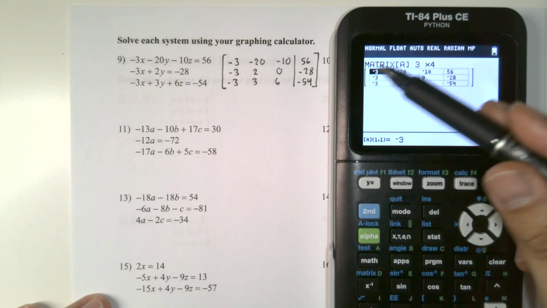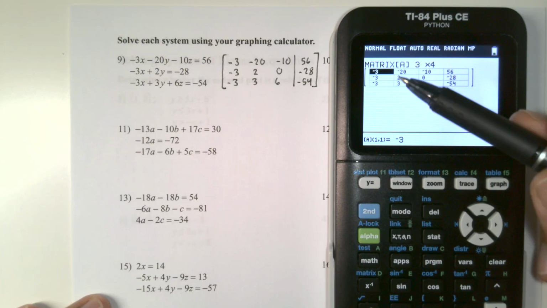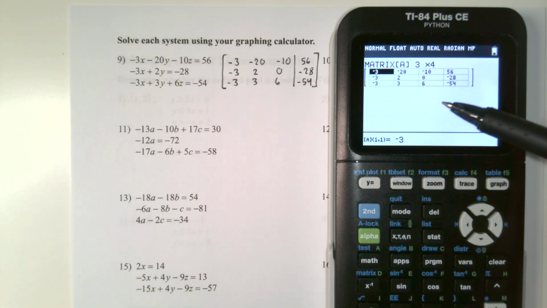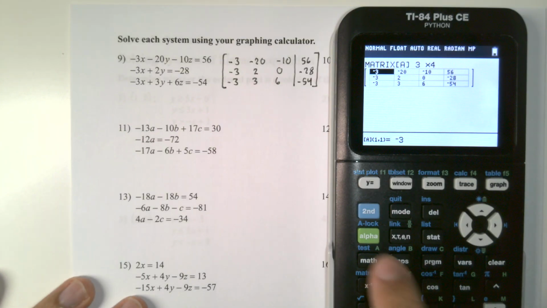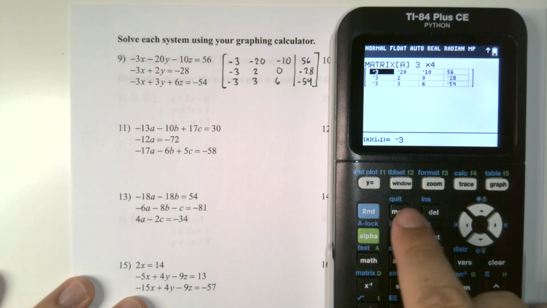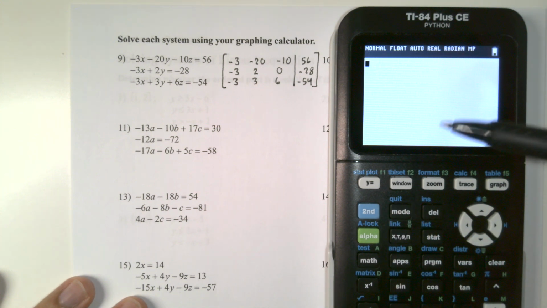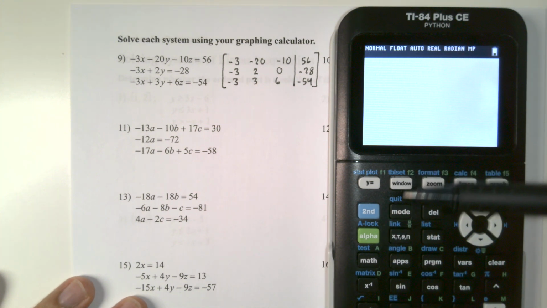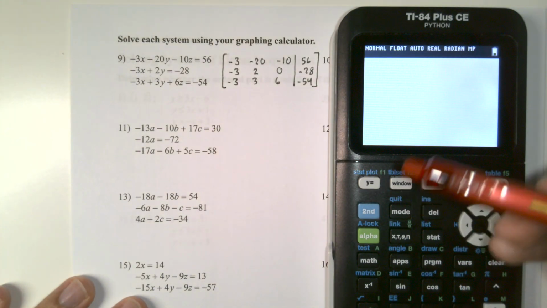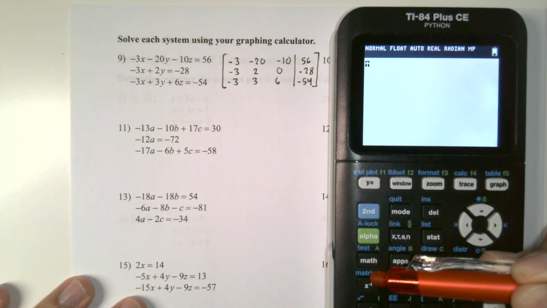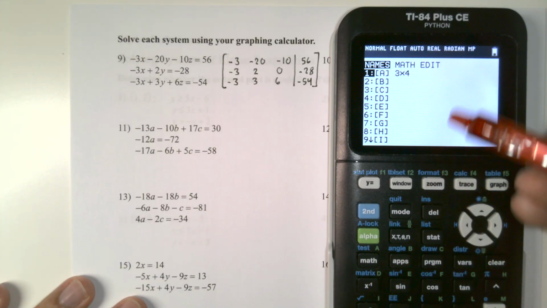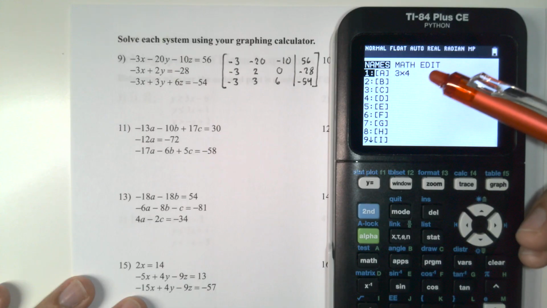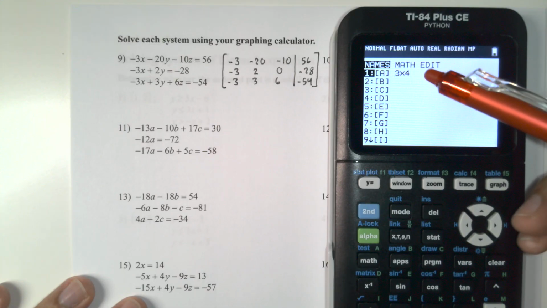So once we finish typing all of our entries into each of these little spots, we're going to quit out of this. We're going to do second and then mode. And now we're back to this home screen. So we finished filling out our matrix. The next part of this is to do second, and then we're going to hit this little X to the -1 again. And now notice your calculator remembers what you put in when you edited this.